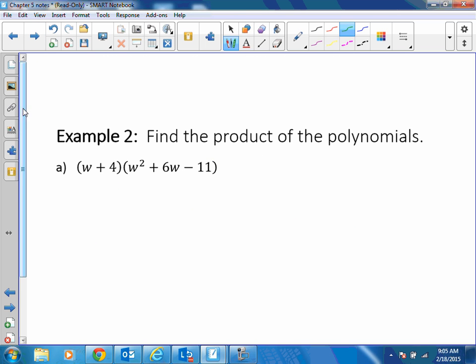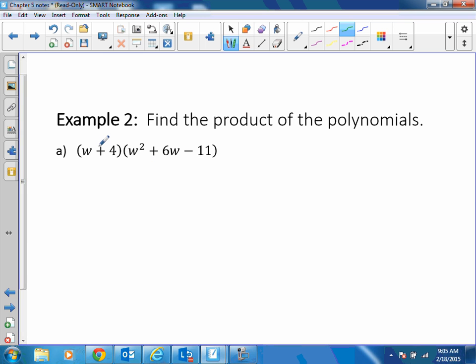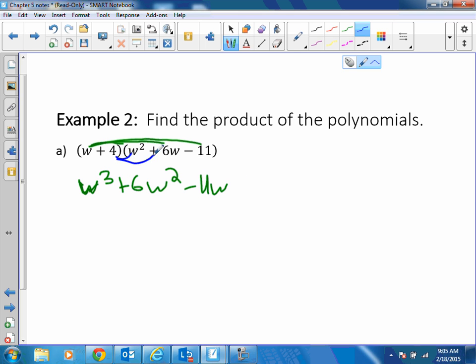So product of polynomials, this is something we've done before. It's the distributive property pretty much. We're going to distribute w to each part. So w times w squared is w cubed. W times 6w is 6w squared. W times negative 11 is negative 11w. And then we have to distribute the 4 to each part.